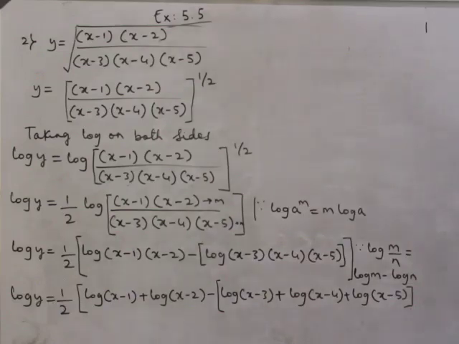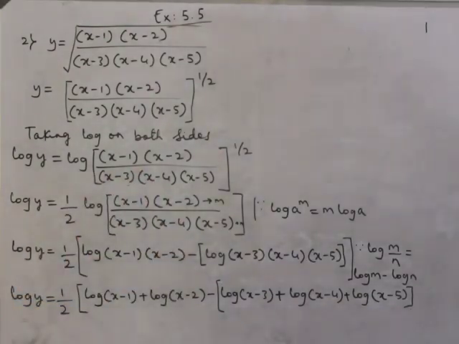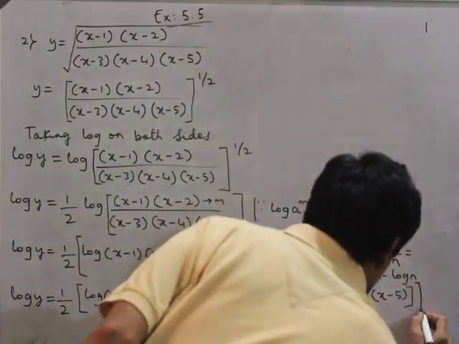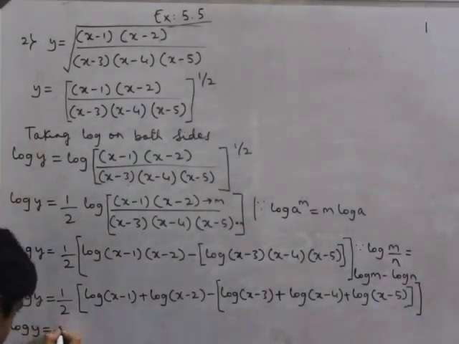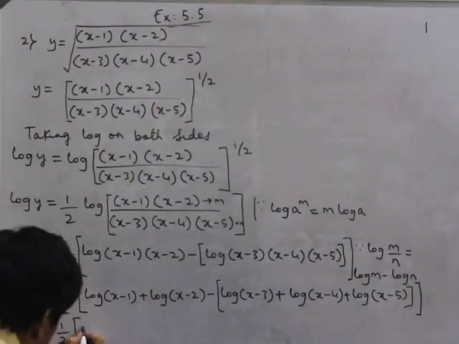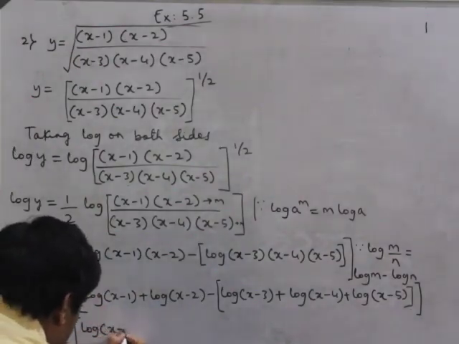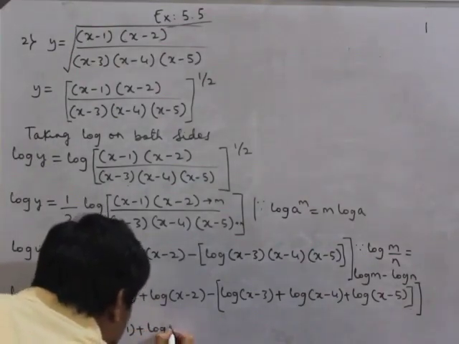Okay? So it is very much clear up to this. Still I have not differentiated. I am applying only the laws of logarithm and I am simplifying this. You should write the justification. I will leave it to you. You can write it. Then next step, log y is equal to half into, these two will be as it is, log of x minus 1 plus log of x minus 2.